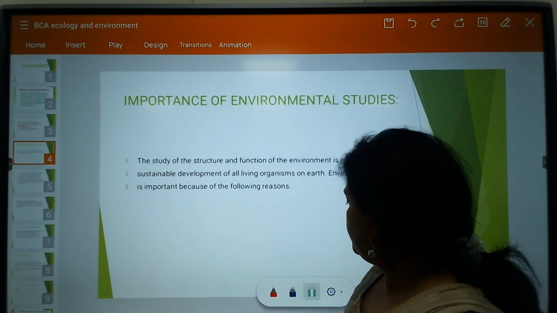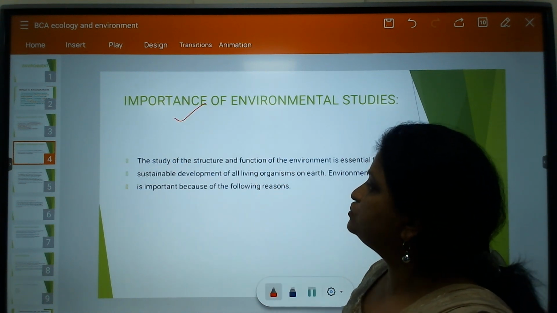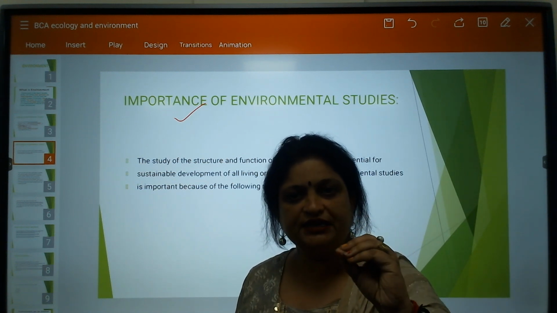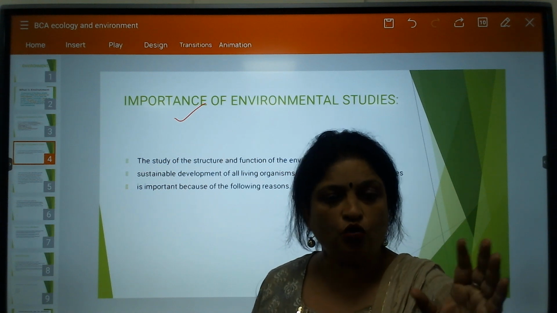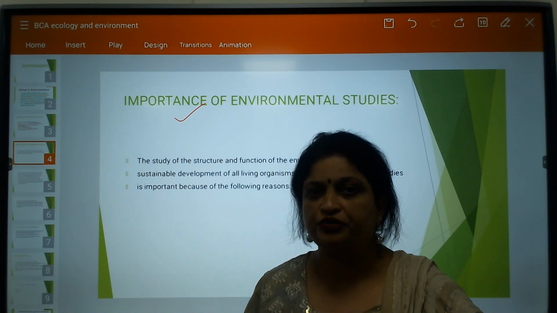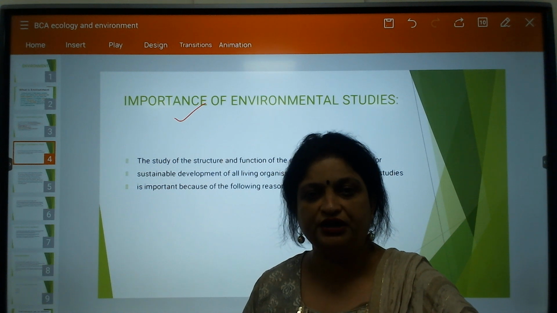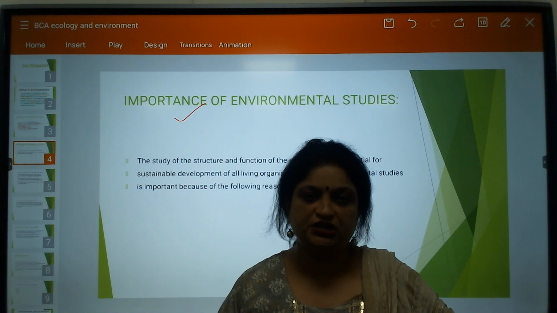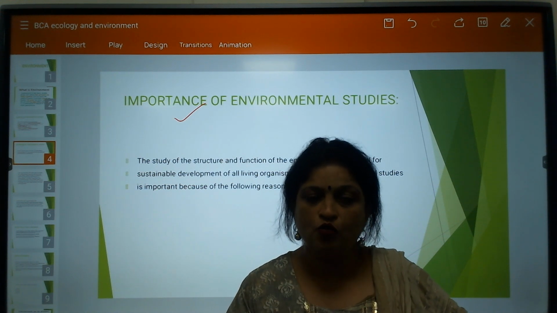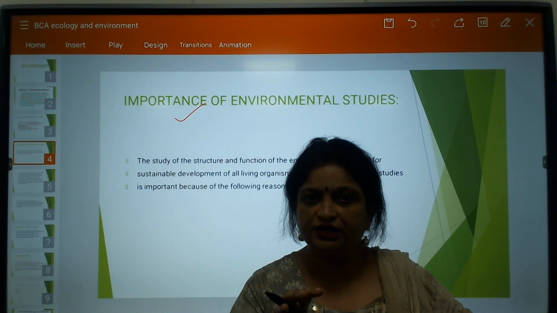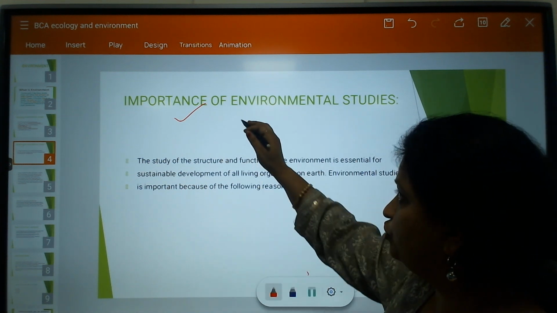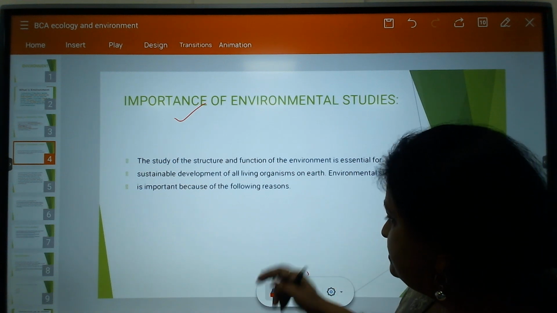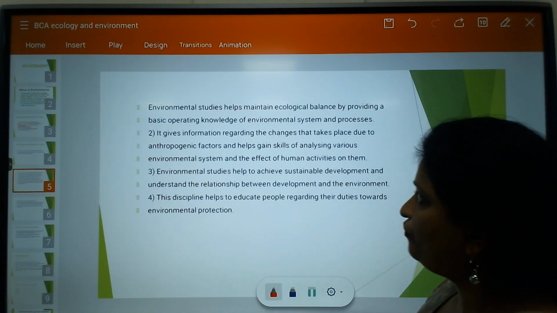The second thing is the importance of environmental sciences. Why do we need to study environmental sciences, whether as individuals or as different groups of students, management students, engineering students? Why is environmental science a compulsory subject in their curriculum, and how much knowledge do they gain for their developmental processes? The importance of environmental sciences, the study of structure and function, is given in the next slide.